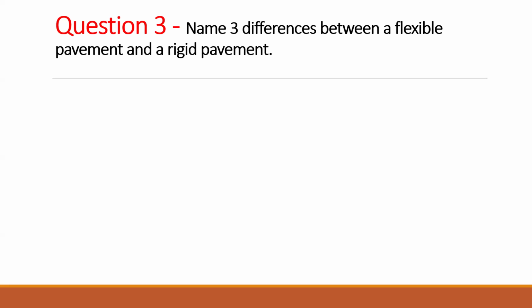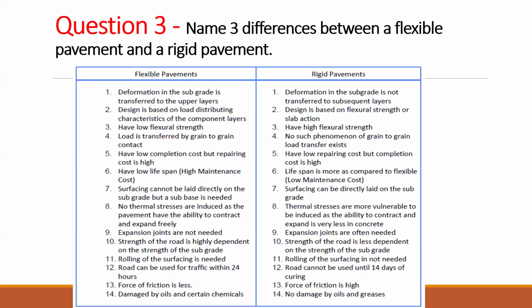Yes. So okay, this table is in your lecture notes. If you look at this one, deformation in subgrade is transferred to the upper layers. So in the flexible pavement, if something happens to the soil, the subgrade, that is transferred to the upper layers. But when you look at the rigid pavement, deformation in the subgrade is not transferred to the subsequent layers because you have a concrete there.